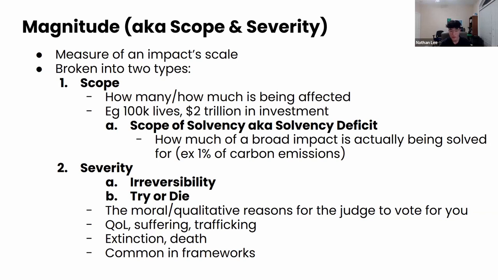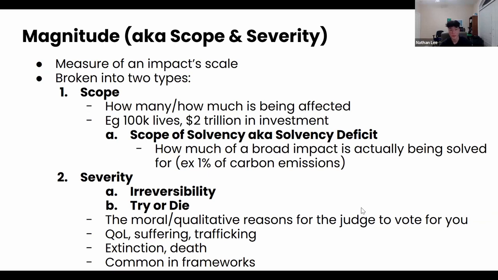And third, which isn't put here, is just the traditional mechanisms of severity, which is like whether you're under SV framing or the moral or qualitative reasons that the judge should be voting for you. Some examples include quality of life or suffering and trafficking arguments. Also, under extinction framing, you'd see death or wide scale poverty under UTIL.